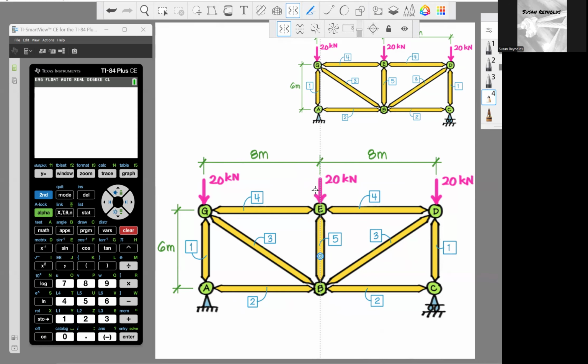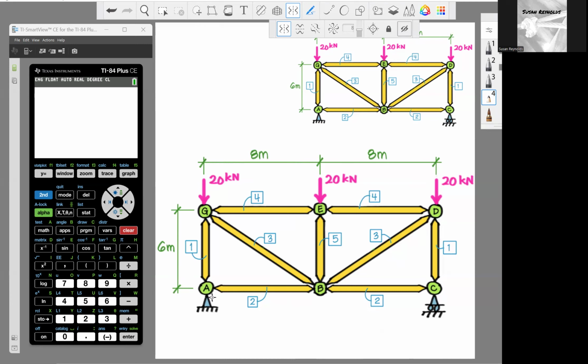So I'm going to take my symmetry line right here in the middle, and I'm going to lock it in right there. And I'll make it invisible. Okay, so it's locked in, but invisible. And that's going to allow me to do some things like this.